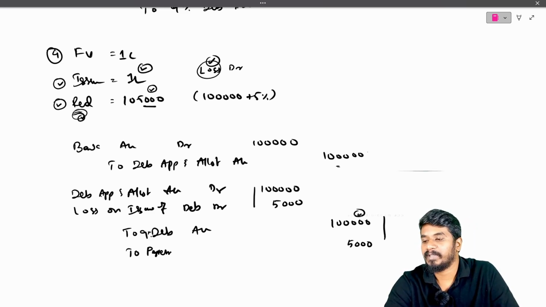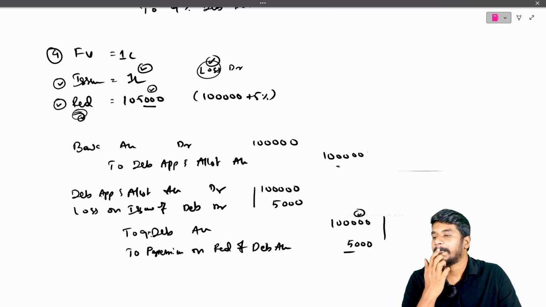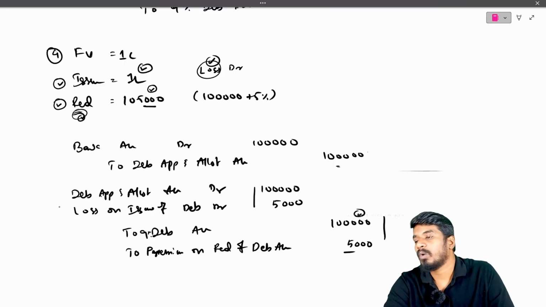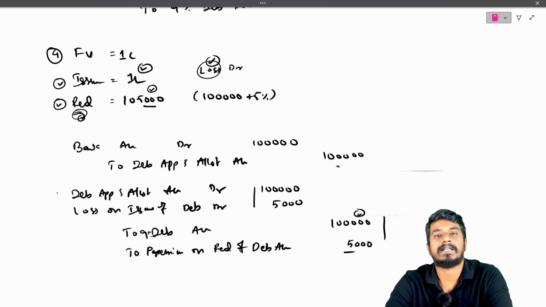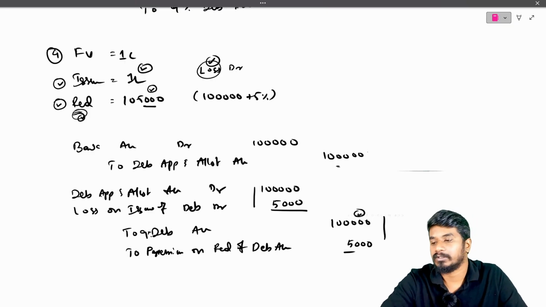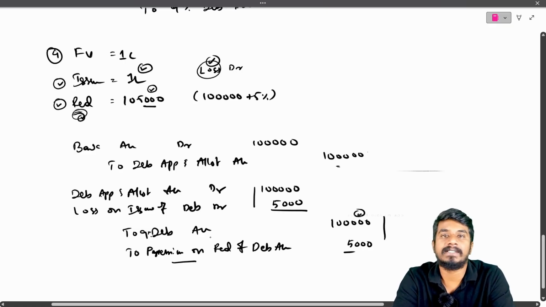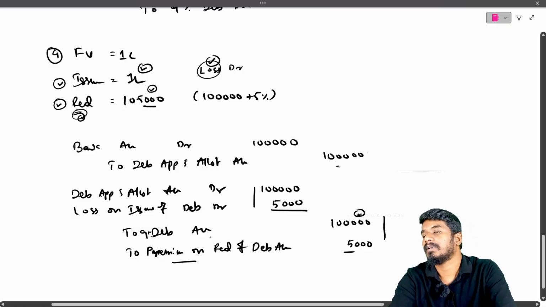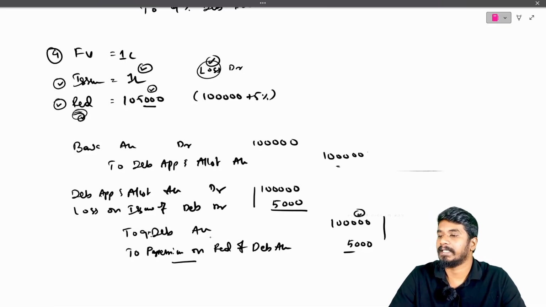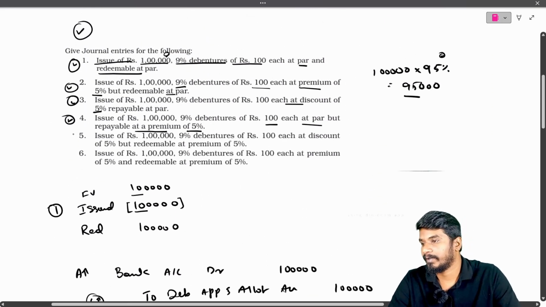So premium on redemption of debentures account 5,000. Right. Did you understand? If you have premium on redemption, we will show as a loss, and also on credit side we will show the premium also. Premium is liability, correct? So let us move forward. Fourth one is done. Let us see the fifth one. If you have any doubt, you can ask comment.